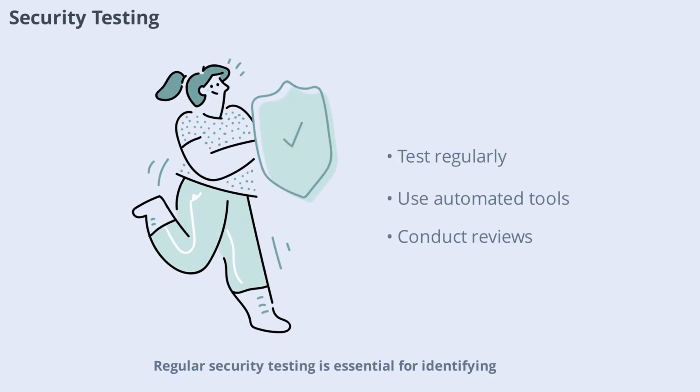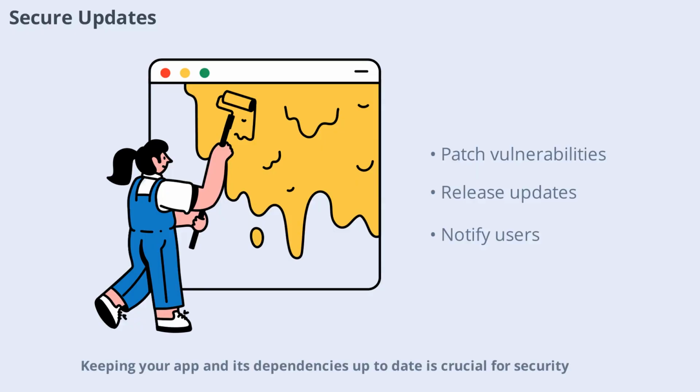Regular security testing is essential for identifying and fixing vulnerabilities before they can be exploited. Use automated tools, conduct code reviews, and perform penetration testing to assess your app's defenses. By making security testing a routine part of your development process, you can catch issues early and maintain a strong security posture.